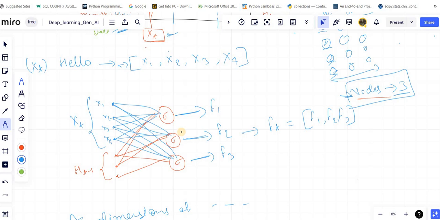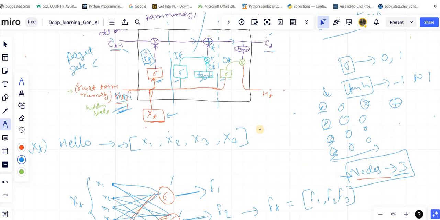Now here the total is 7, here 3. So the weights are 3 cross 7, whatever the neurons are here, and there are 3 biases, one for each neuron. So plus 3 bias. How many trainable parameters are there? 24. Just understand, if you select an LSTM with 3 nodes, there will be 24 trainable parameters only in the forget gate.